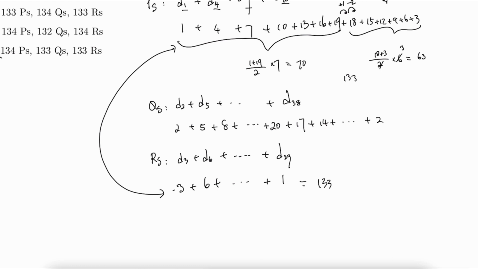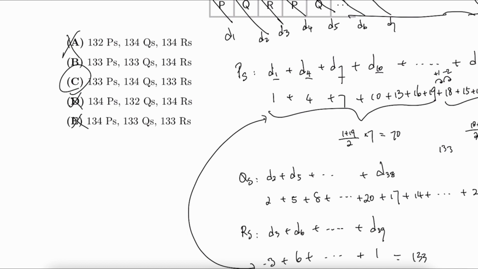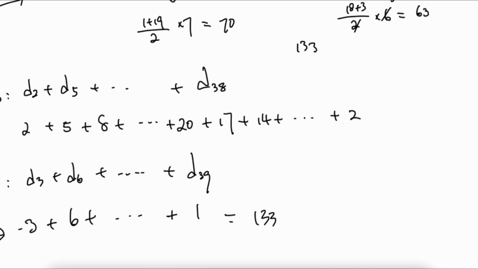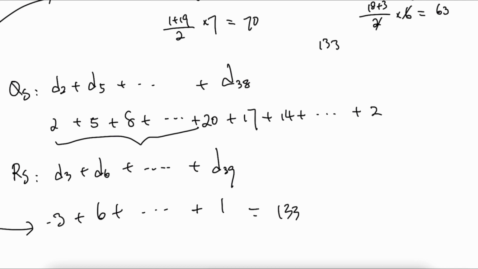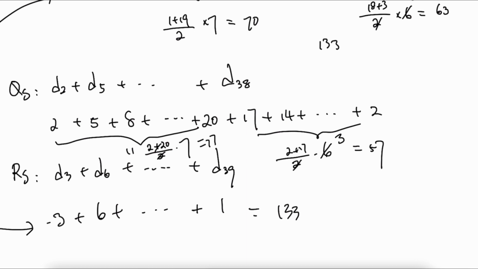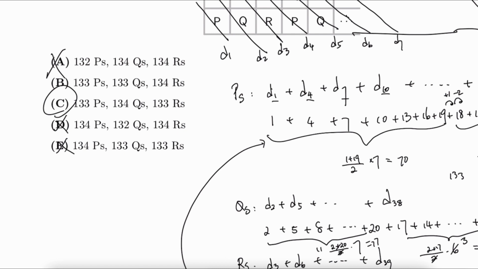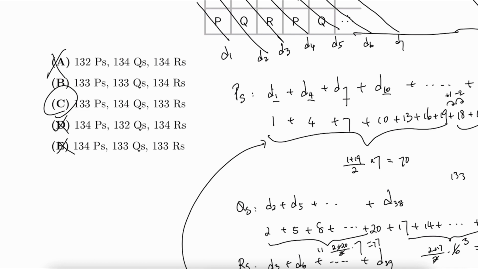So right now we know the answer is definitely C that we've worked out, but over here we can check by calculating this sum. This sum is 2 plus 20 divided by 2 times 7 terms, and this is 2 plus 17 divided by 2 times 6 terms. 11, that's 77. That's not the correct thing to cancel out. 3, which means that's 19 times 3, which is 57. If you add those up, we get 134, which is what the answer choice C says. So we're correct. Alright, moving on to number 17.